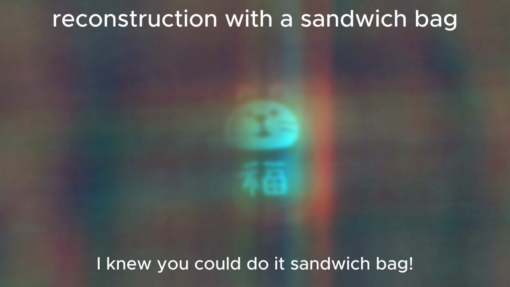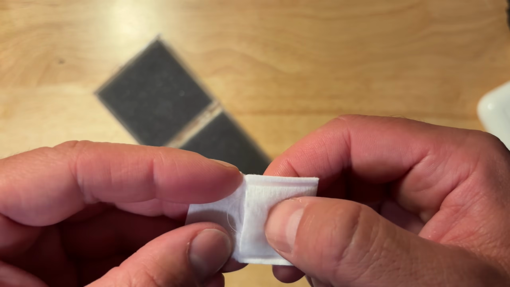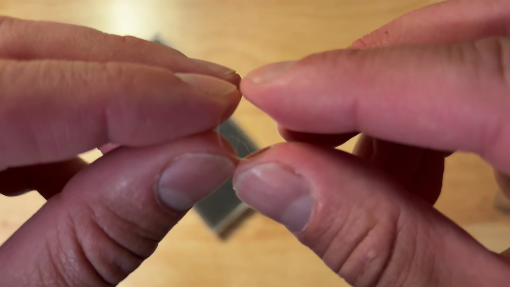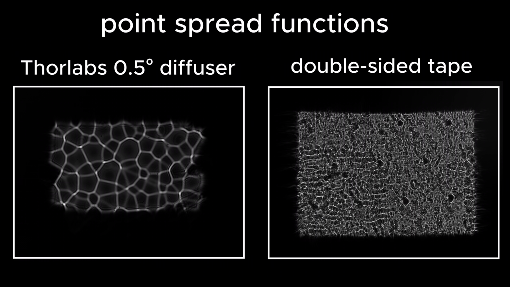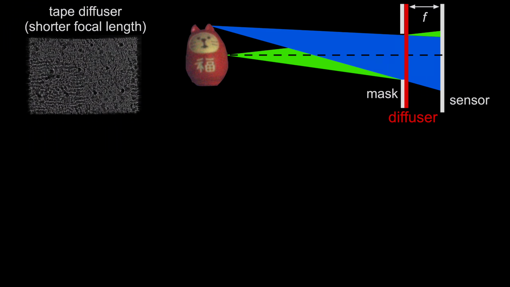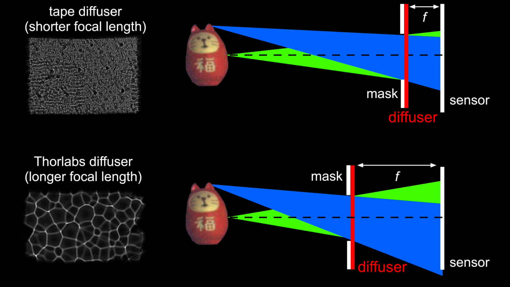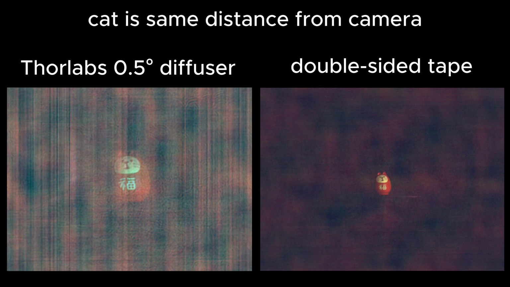On the other end of the spectrum, I got a chance to try out a high-quality diffuser thanks to Sean McElwee from Thorlabs, who was able to send one to me. The point spread function has lower caustic density compared to the tape point spread function, which typically means a longer focal length diffuser. This results in higher magnification for this diffuser. So for the same object distance, the reconstructed image looks larger.